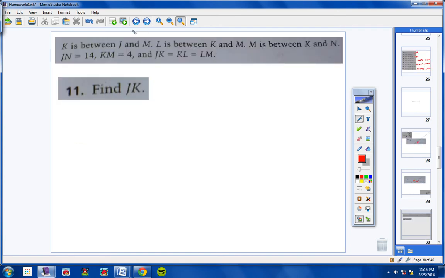Let's look at numbers 11 through 16. The directions say K is between J and M. Let's get a really long segment here going. Okay, K is between J and M, so here's J, here's M, here's K. K is between J and M. L is between K and M.